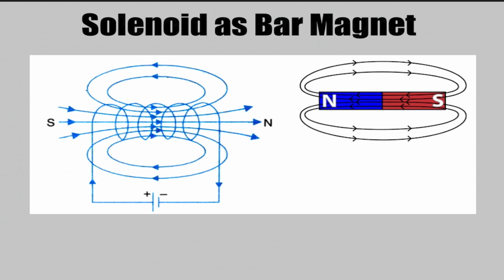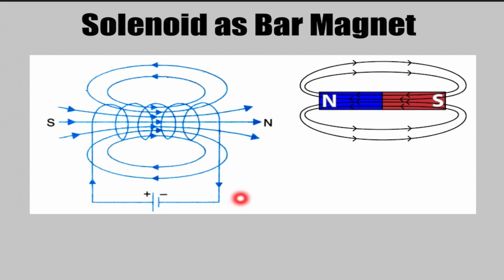Welcome to physics class. In today's class, we shall be discussing how a solenoid behaves as a bar magnet. There are a few similarities between a solenoid and a bar magnet. The points that support these similarities will be discussed in this video. So let us observe the diagram.